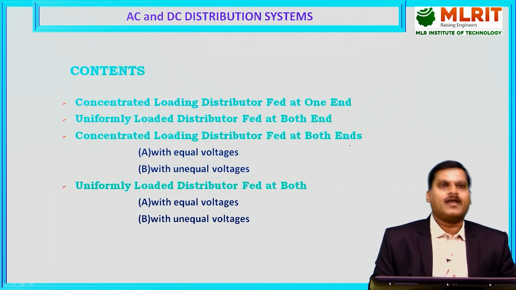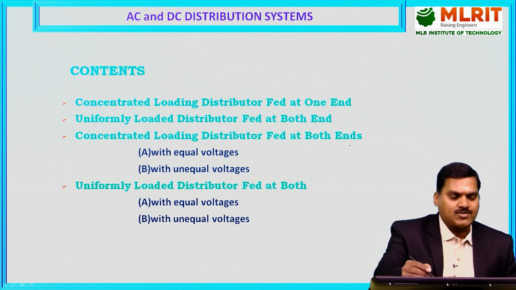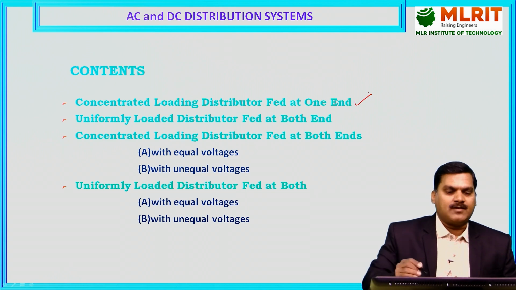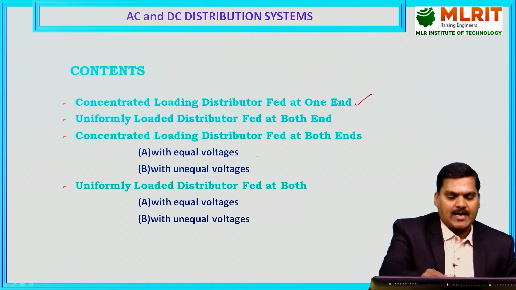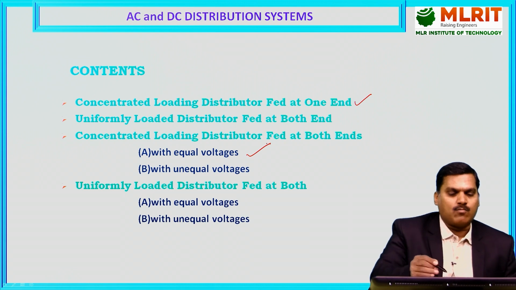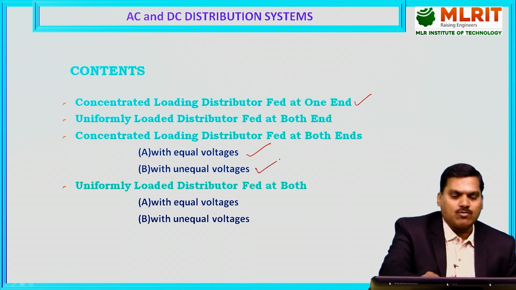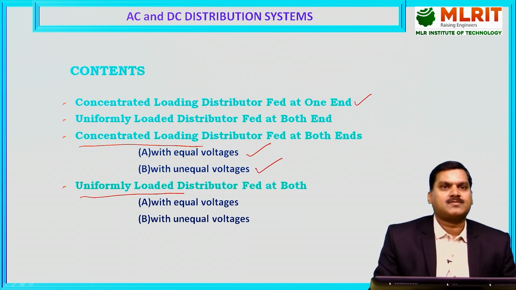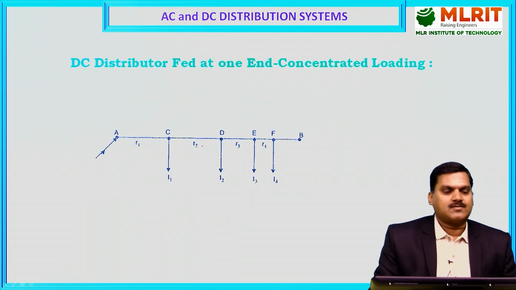Today we will discuss the AC and DC distribution system, which comes under power systems. We will discuss a distributor fed at one end, and a distributor fed at both ends with equal voltage and with unequal voltage. These are the different types of loading of a distributor: equal voltage on both ends, unequal voltage on both ends, uniformly loaded system, and concentrated loading system. So these are the different topics we will discuss today.